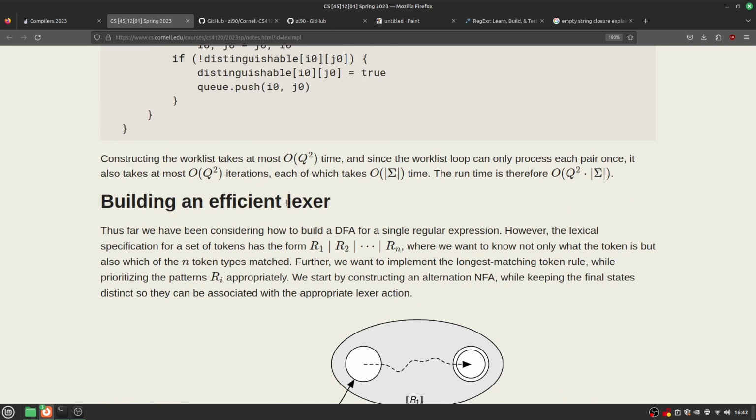Constructing the work list takes at most big O of q squared time, and since the work list loop can only process each pair once, it also takes at most big O of q squared iterations, each of which takes big O of the length of the alphabet time. The runtime is therefore q squared times the length of the alphabet.